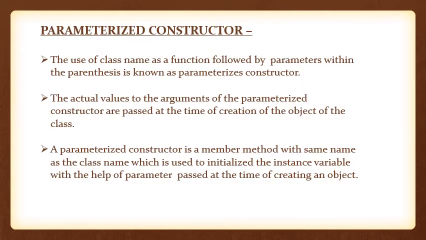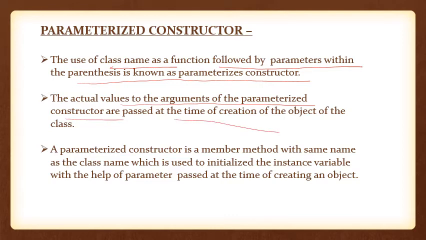Next is a parameterized constructor. A constructor function that takes a parameter is known as a parameterized constructor, or the use of the class name as a function followed by parameter within the parenthesis is known as a parameterized constructor. The actual values to the argument of the parameterized constructor is passed at the time of creation of the object of the class. Always remember, whenever parameterized constructor is there, you create an object passing a parameter.